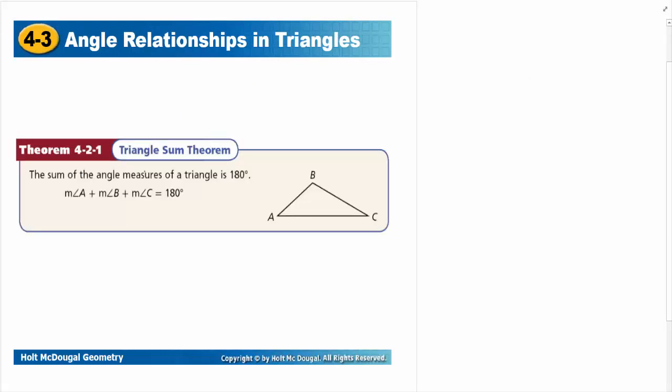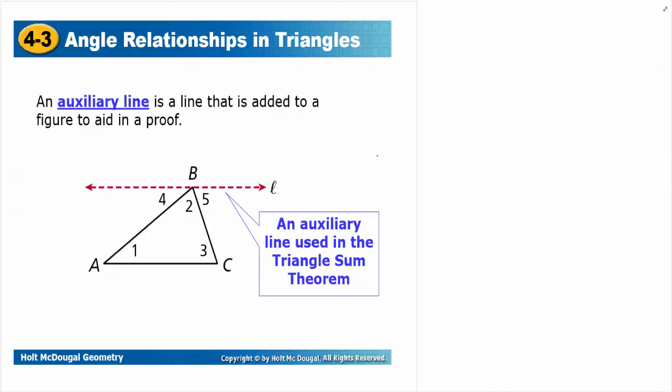So getting started, we got our triangle sum theorem. So the triangle sum theorem is basically this. I'd mentioned this in the last unit. Any three angles in a triangle, if you add them up, is going to equal 180. So if you look, I think it's the next slide, yeah.